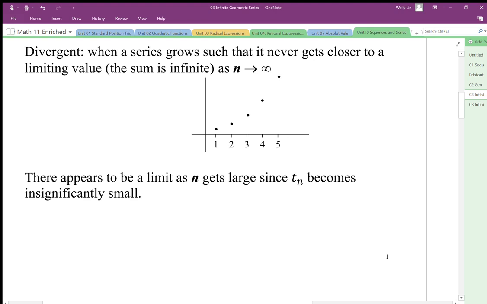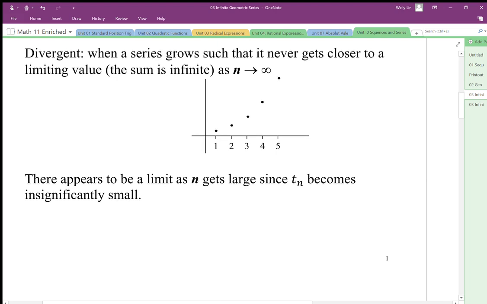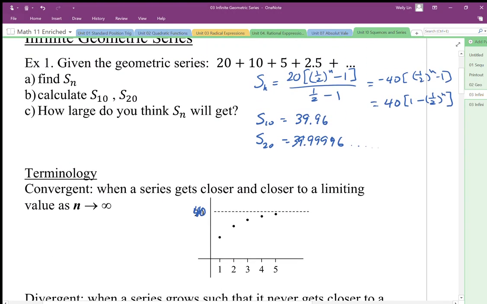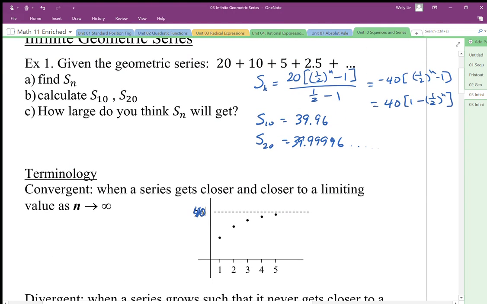Now, I'm going to put a caveat here. Although it may get really, really small, sometimes it's got to get small fast enough because we are adding an infinite number of terms. So if each term doesn't get small quickly enough, we may end up with an infinite sum anyway, although the terms might still be getting smaller. So in this case, in an infinite geometric series, it appears that infinite geometric series are convergent. They have a finite sum.